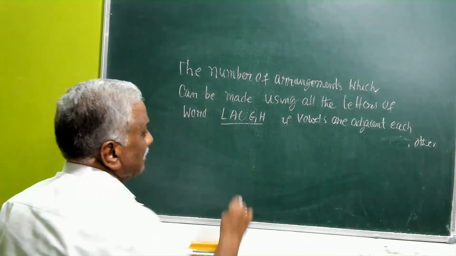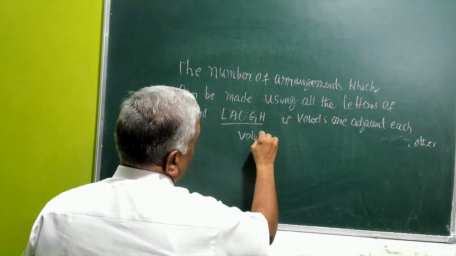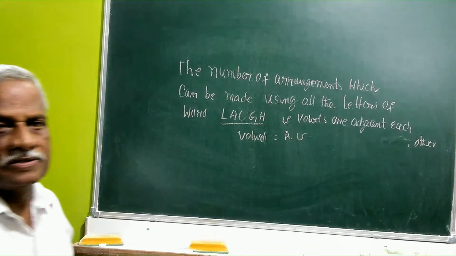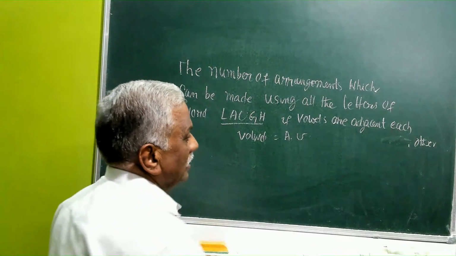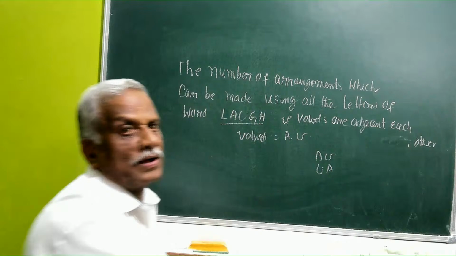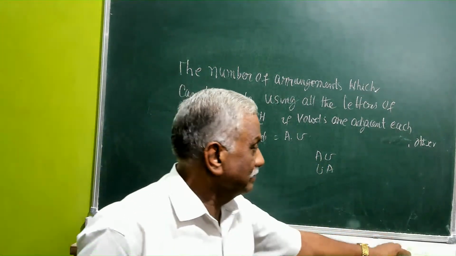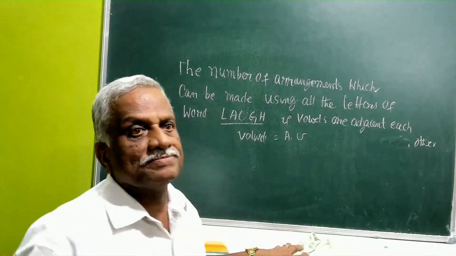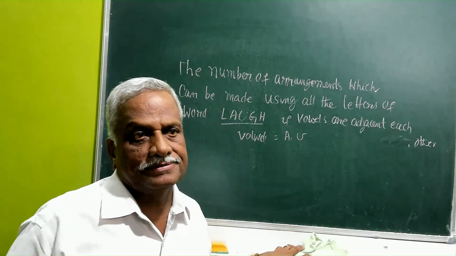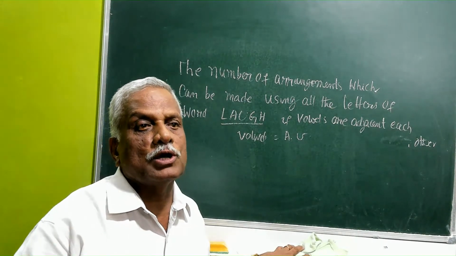Which are the vowels here? Vowels are A and U. So when you are arranging it, either it can be AU or UA. They should be together. That means that can be arranged in 2 factorial ways. We'll come to that later. Yesterday, while discussing a problem, I gave an example. Some 3 girls want to be together, or 2 boys want to be together.